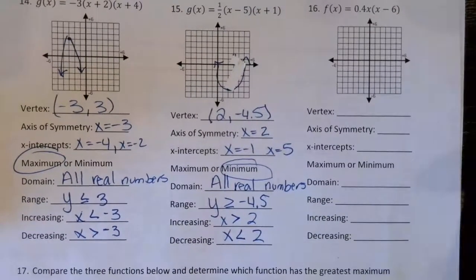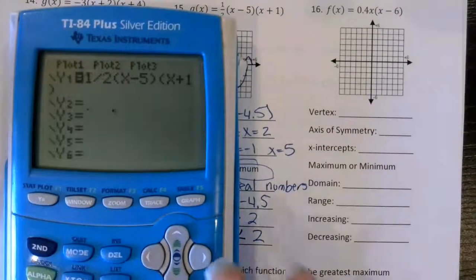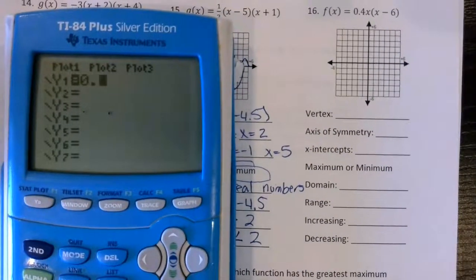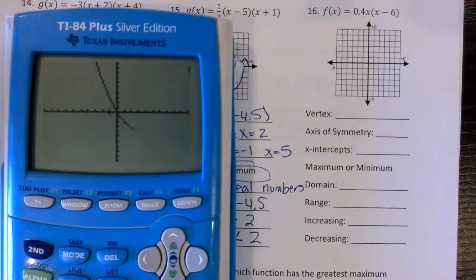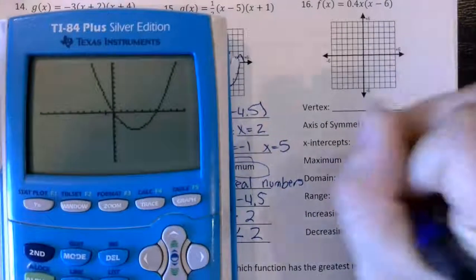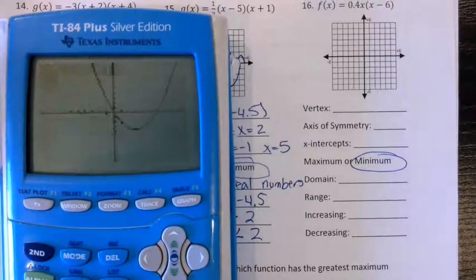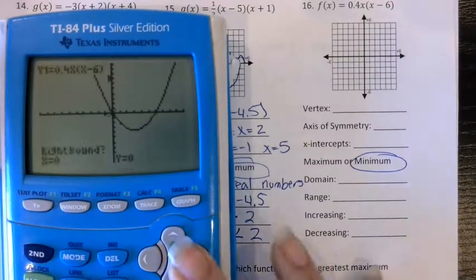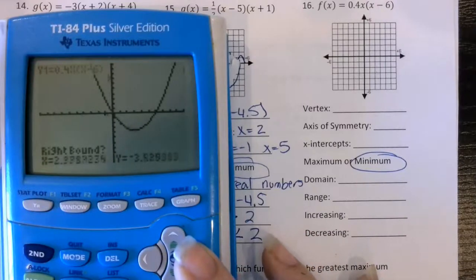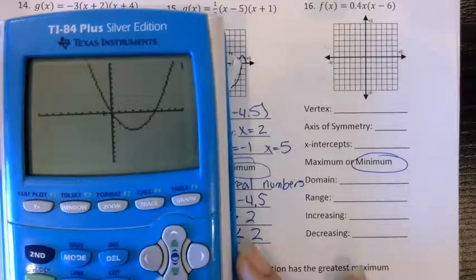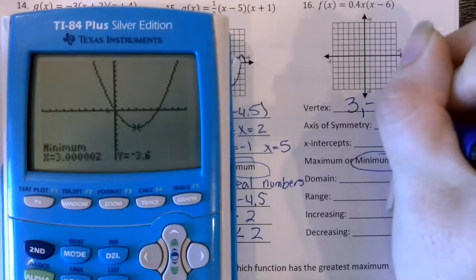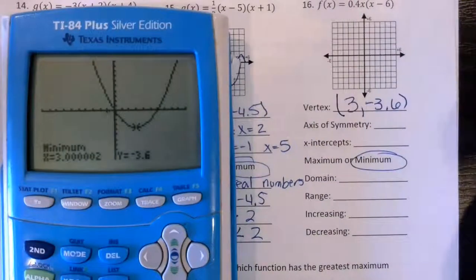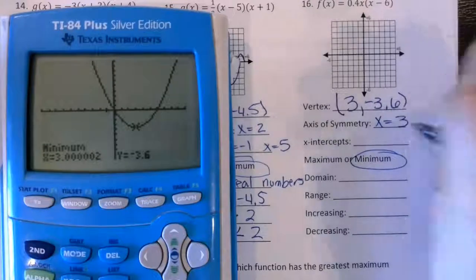Okay. Then I want to go ahead and graph number 16, y equals 0.4 x minus 6. Graph this one. This one has a minimum. I go second calc, 3. Left side, press enter. Move to the right. Press enter twice. And this time my minimum is at 3, negative 3.6. Okay. My axis of symmetry is going to be x equals 3.